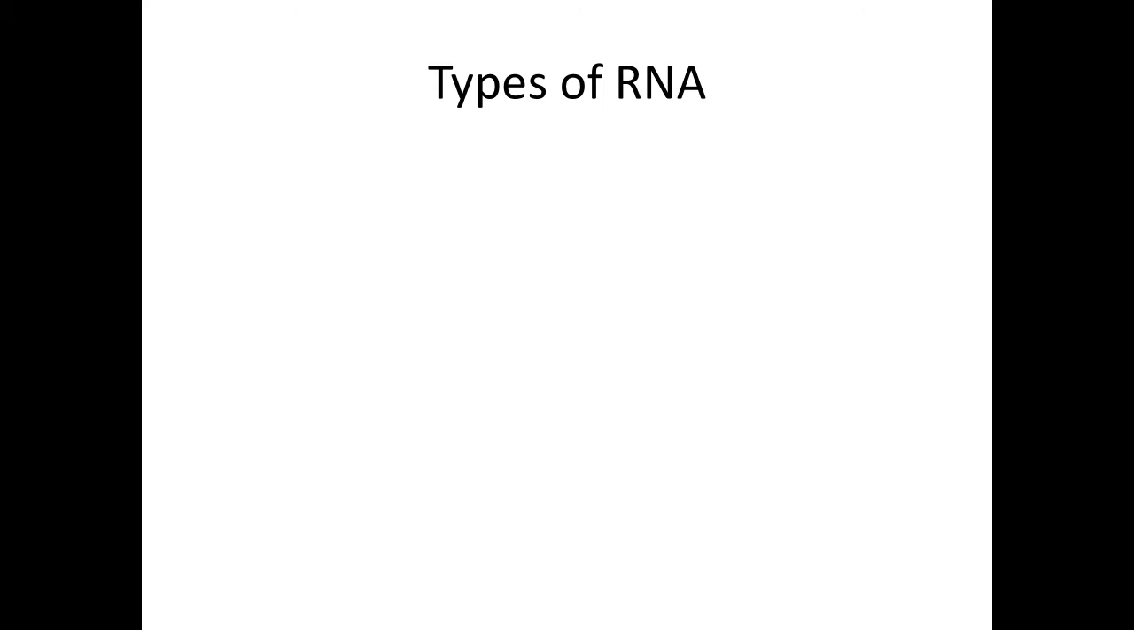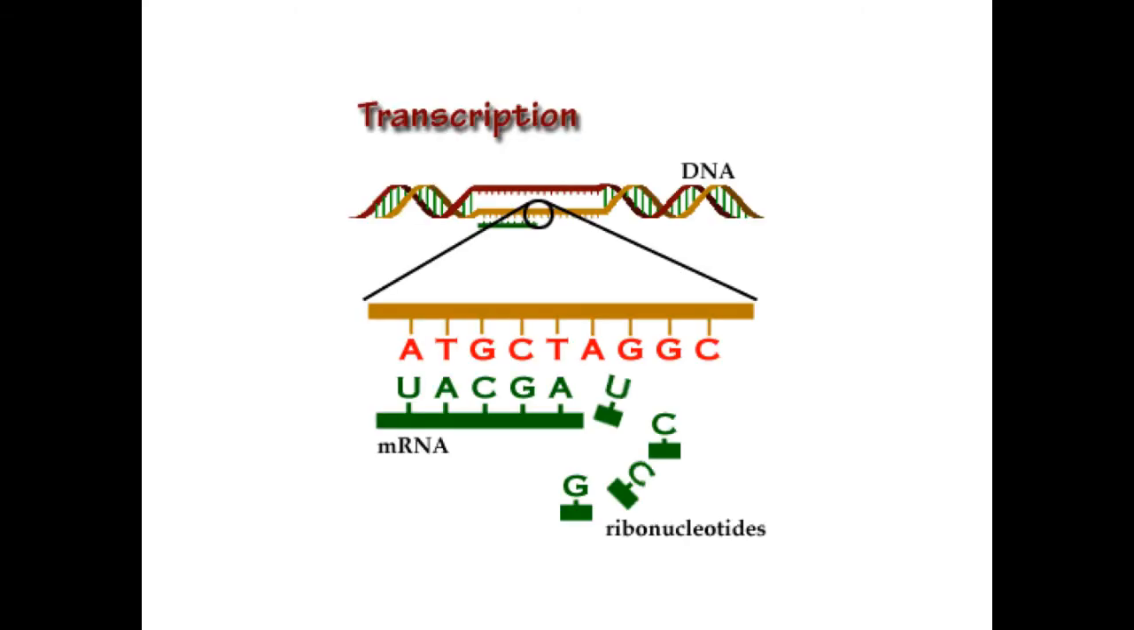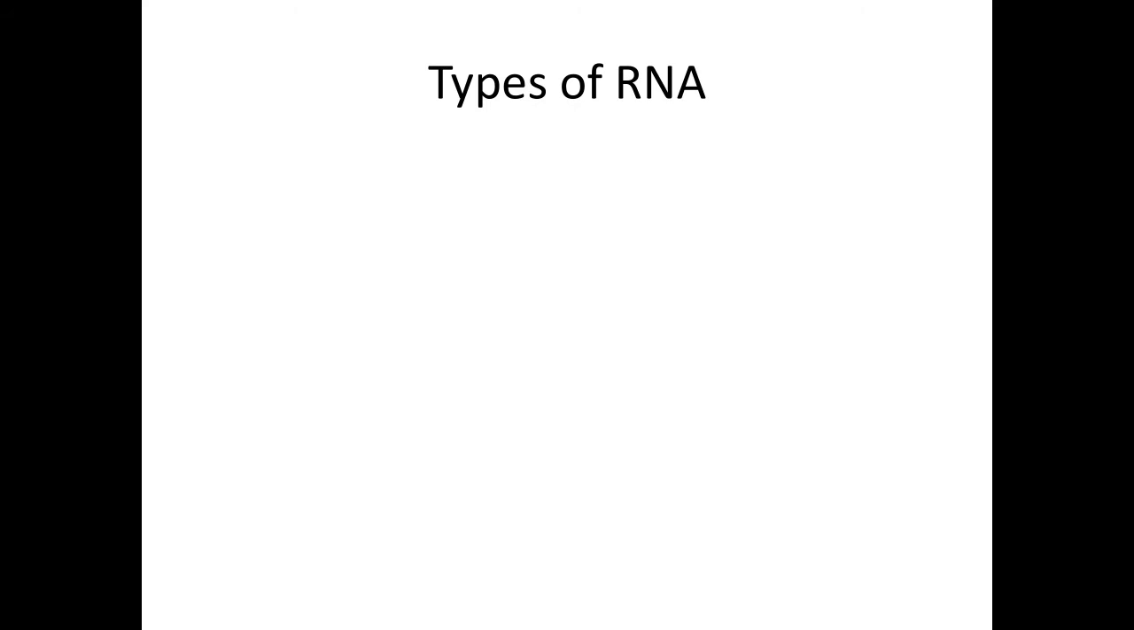Basically, just going back for a second, the reason why we need to make this single strand is that DNA is too big to leave the nucleus. So since DNA can't leave the nucleus, we have to make a messenger in order for it to squeeze out of the nucleus and go where it needs to go to make proteins.